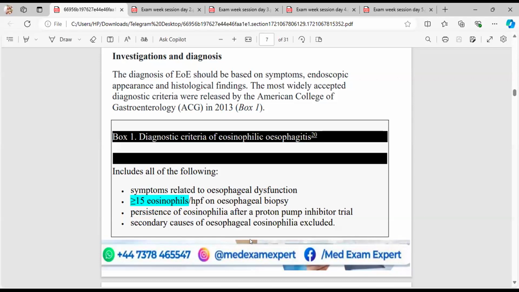Why do we do the PPI trial? To distinguish between EOE and other problems. But if the patient is already diagnosed with EOE, the biopsy is already done, and there are more than 15 eosinophils, and the patient has symptoms related to esophageal dysfunction, then the patient has eosinophilic esophagitis. So we will start the treatment. And if there is the option of budesonide, we will go with that option. We will not do the PPI trial for that patient.